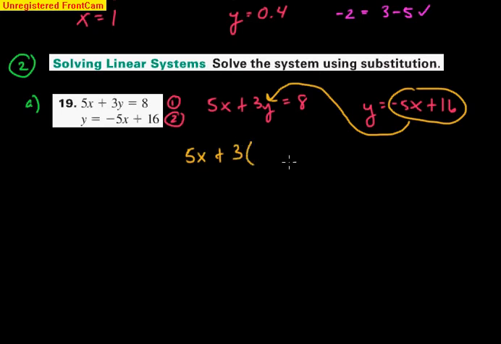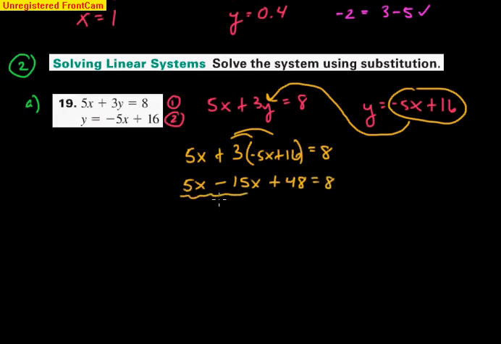5x plus 3 times something that equals y is equal to 8. And that something that equals y is negative 5x plus 16. So now I have all x's, I solve for x. 5x stays the same. This positive 3 gets distributed. That becomes negative 15x, and that becomes positive 48. That equals 8. Combine your like terms. 5 minus 15 is negative 10x. The 48 comes down. That still equals 8.